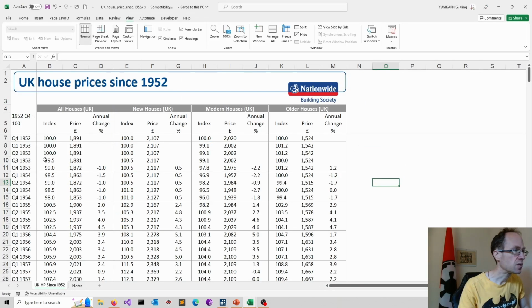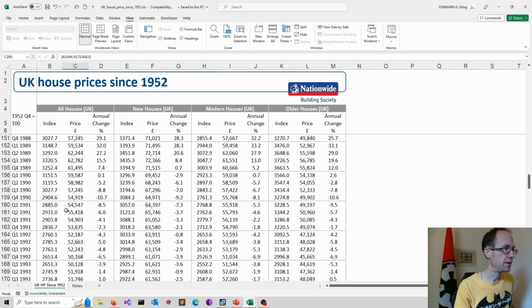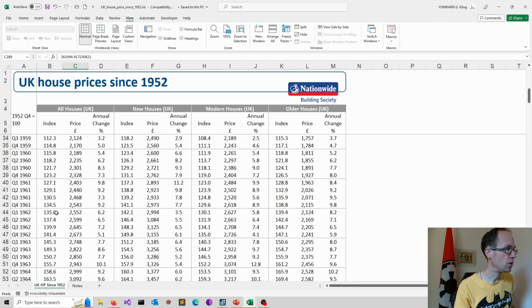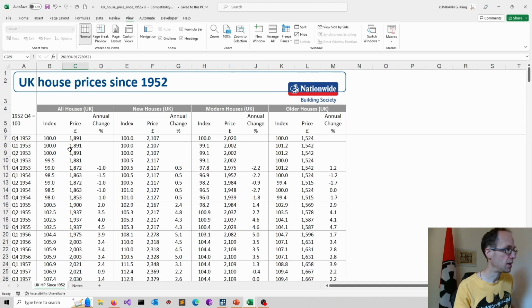price trend. So here is the Excel file, and as you can see, we have quarterly data that seem to start in the second quarter of 1953. I suggest focusing on the longest time series available and ignoring the differences between different types of houses. So let's look at a line chart, just taking the all house price index.